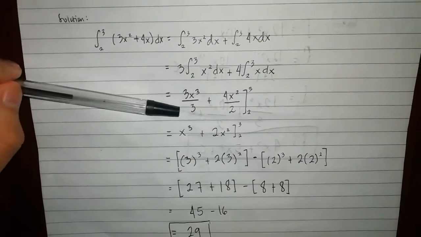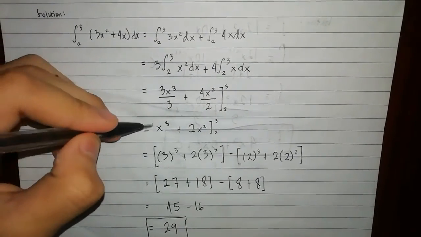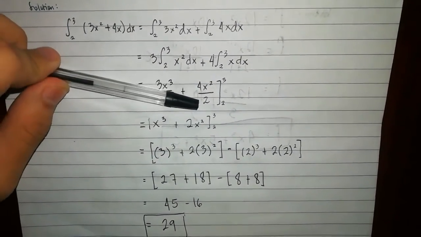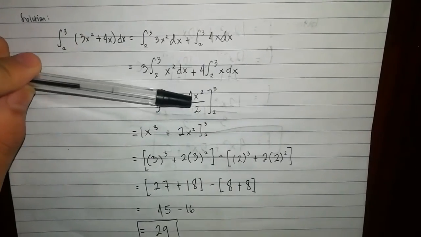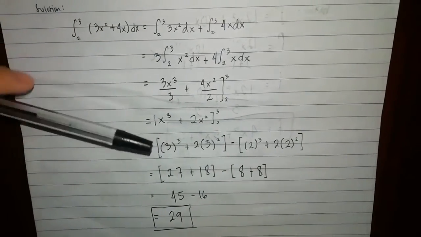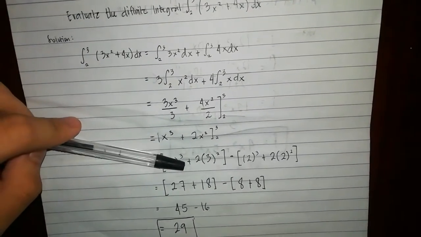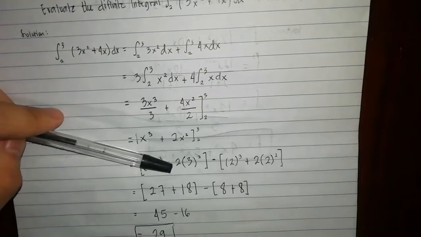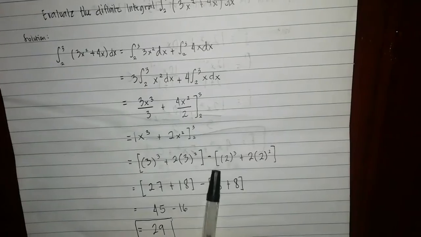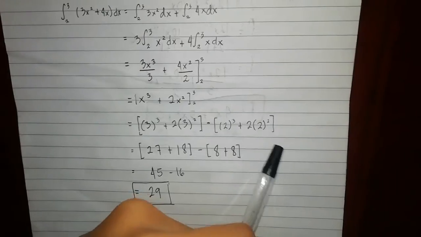And then the next step is to simplify it. So 3 divided by 3 is equal to 1. It has an invisible 1 here. And then x cubed, just copy the x cubed, plus 4 divided by 2 is equal to 2, and then copy the x squared. Then we're going to substitute 3 and 2. So it goes 3 to the power of 3 plus 2 times 3 to the power of 2, and then subtract 2 to the power of 3 plus 2 times 2 to the power of 2.